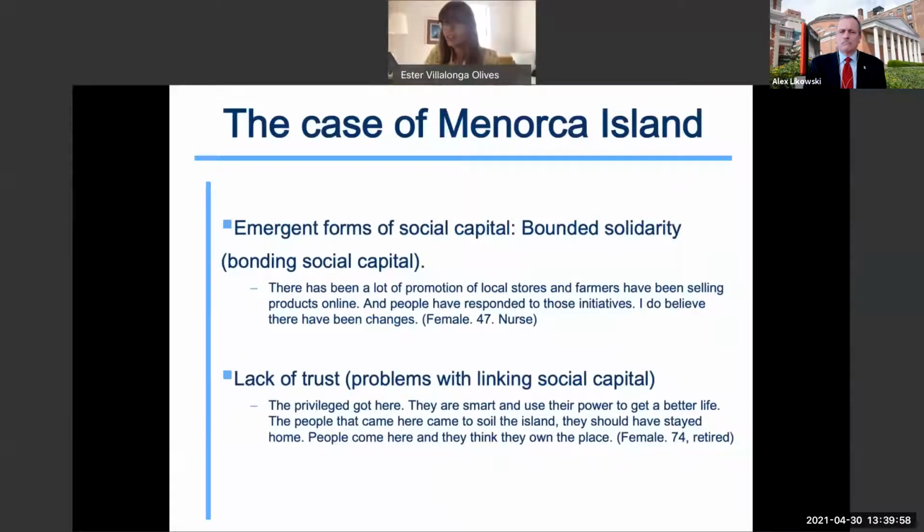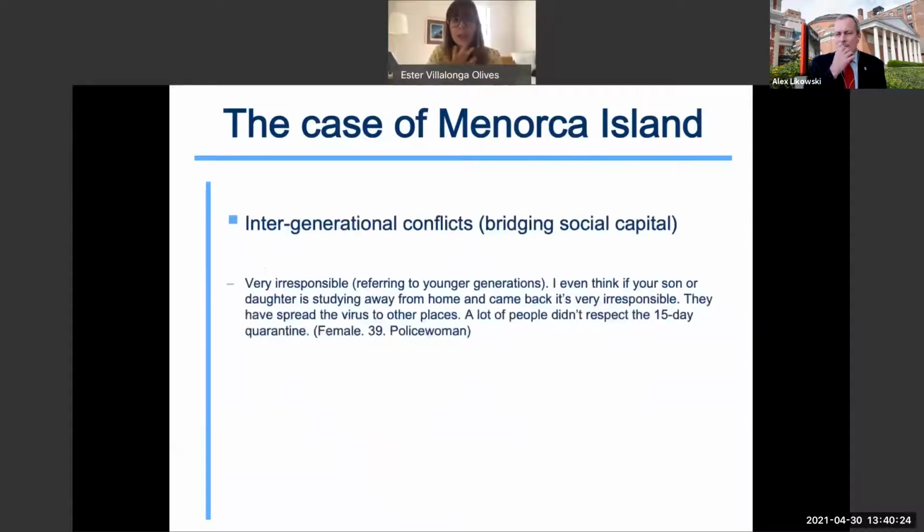So I got a lot of these comments about not trusting those that were going to the island when the lockdown was announced. And the problem was that they thought there was a spread of the virus because they were going from mainland Spain or mainland Europe to the island, from cities that were having a lot of infection. The same happened when I thought about bridging social capital.